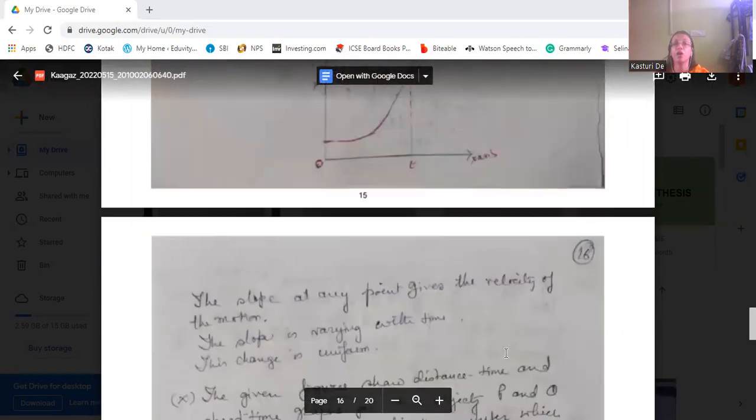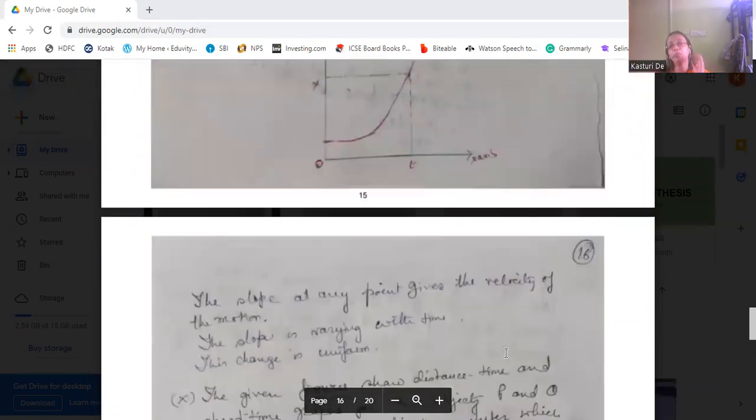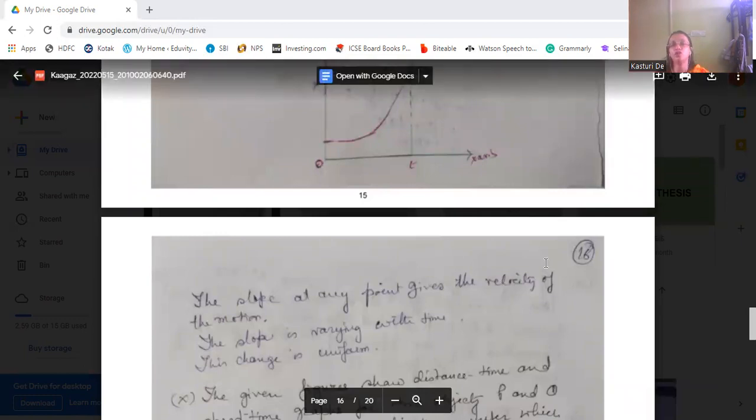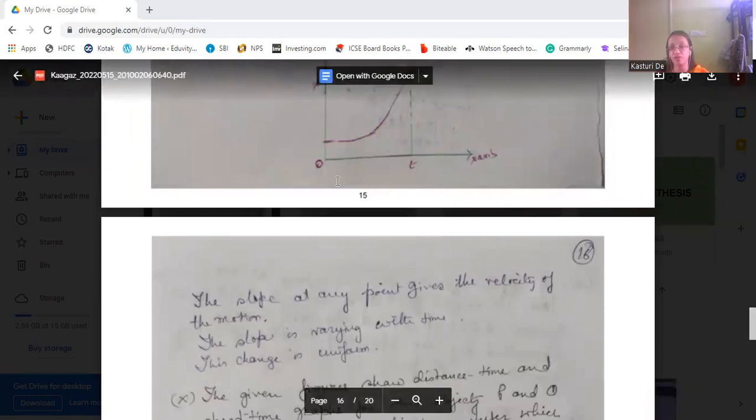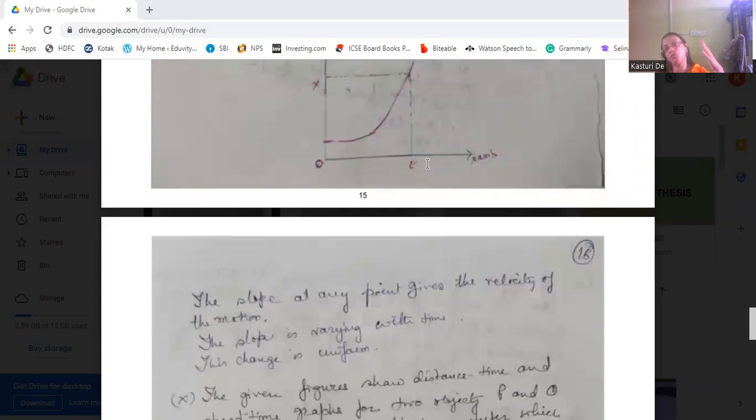Okay. Now the slope at any point gives the velocity of the motion. At any point on the graph, the slope will be the velocity of the motion. The slope is varying because it's parabolic. If it were constant, it would go in a straight line passing through the origin. Then that would have a constant slope.